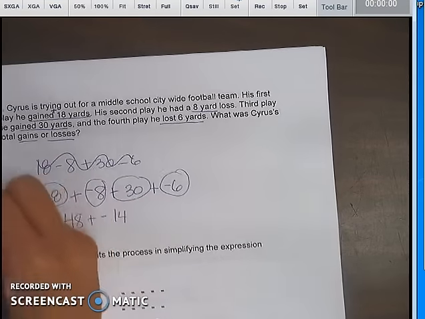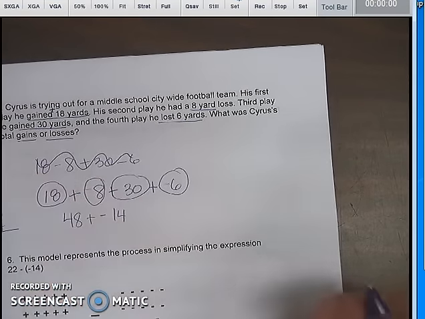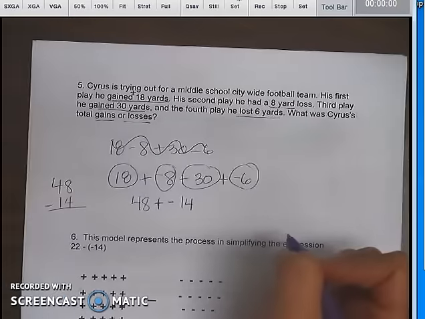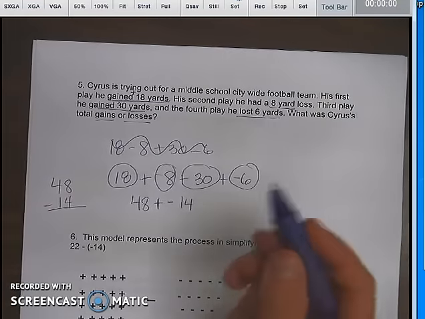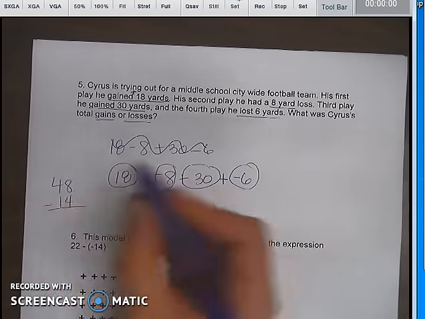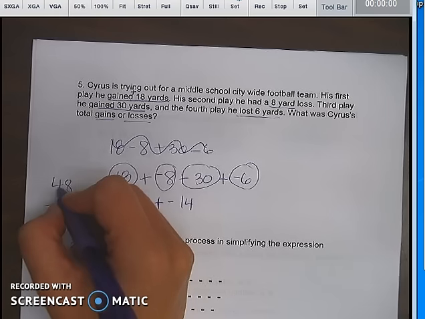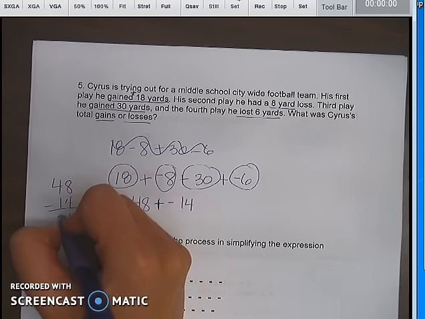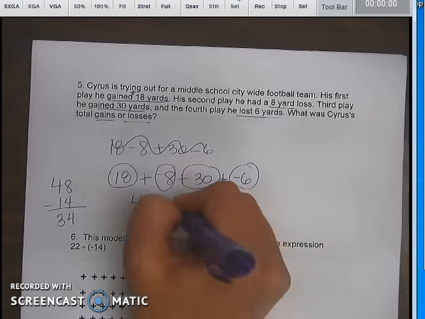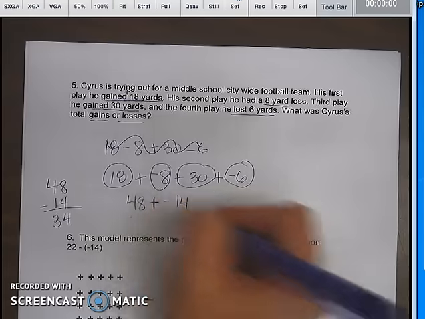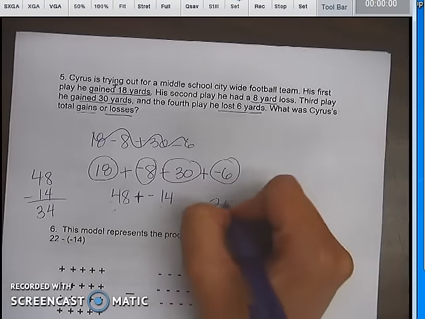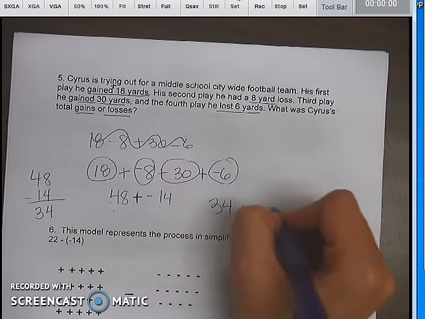48 minus 14. But Miss Gentry, this says plus. I know, but when you're using the addition rules, the integer rules, same sign add, different sign subtract. 8 minus 4 is 4. 4 minus 1 is 3. So that's 34. Did you have more positives or more negatives? Did you have more gains or more losses? Well, you had more gains, so that's 34 yards gained.